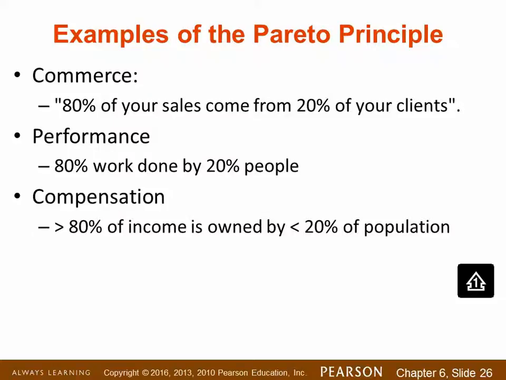Compensation. So this is where you really see it a lot. This is an interesting area to do a project. Over 80% of the income is owned by less than 20% of the population. So you can actually look at data.